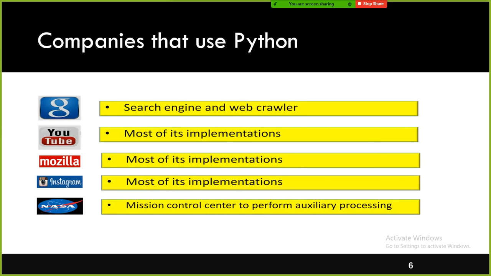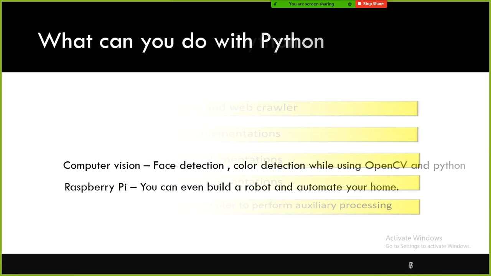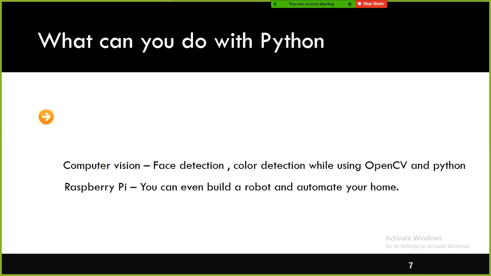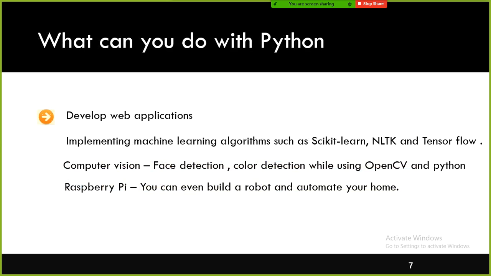And many companies use Python. Google, YouTube, Mozilla, even Instagram, even NASA are using Python, and this is just the tip of the iceberg. A lot of companies now have started using Python because it is a multi-purpose programming language. And when it comes to the AI space, a lot of packages are available to implement deep learning, NLP, all those things are possible. The possibilities are endless with Python. That is what I'm trying to say. You can develop web applications, all these things you can do.